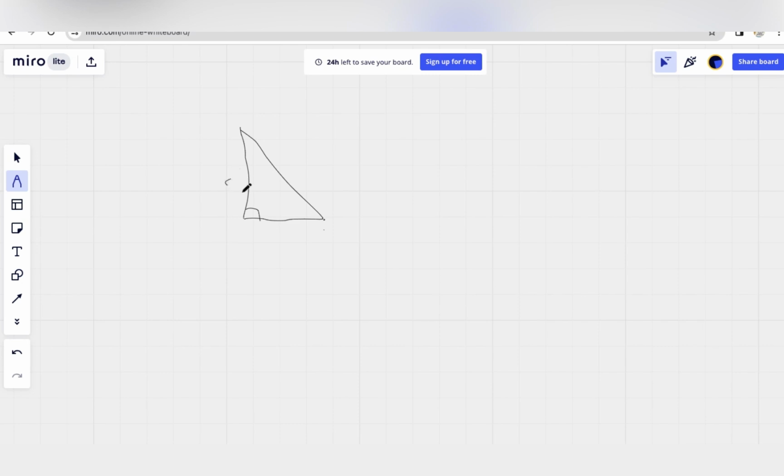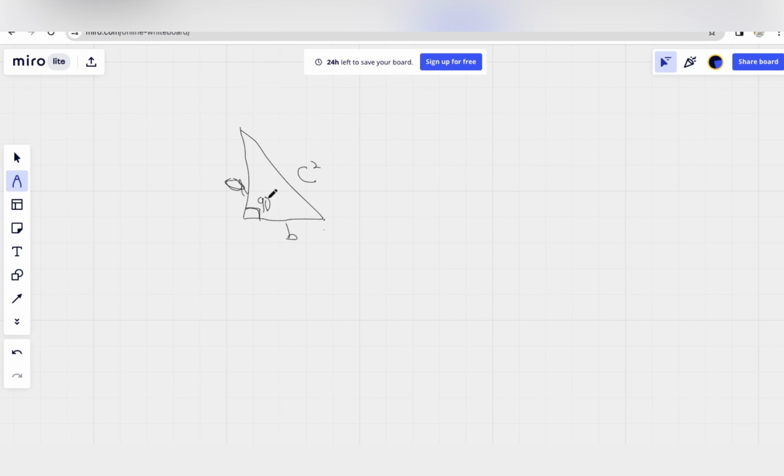Maybe I can call here A, call here B, and probably here C. Now according to Pythagoras, he gave a formula to find this longest side, the one that is facing this angle 90. Remember, this is 90 degrees. These two perpendicular lines, line A and line B, form 90 degrees.